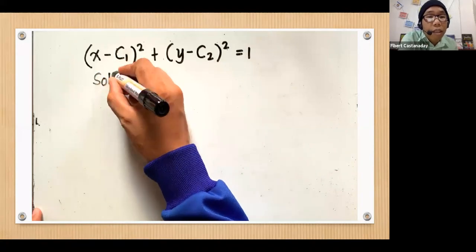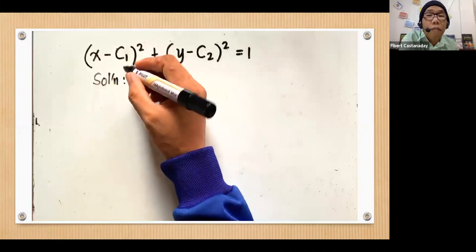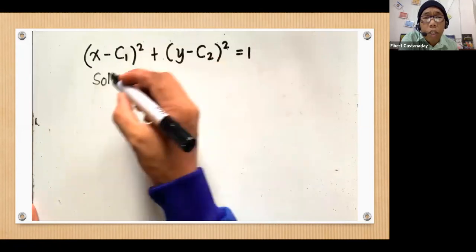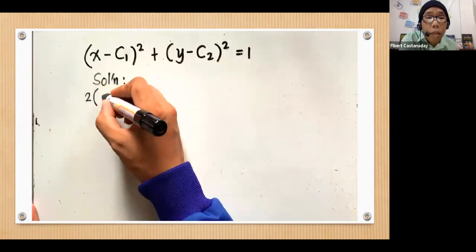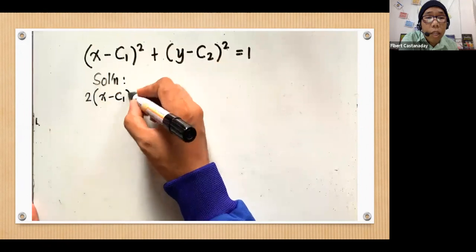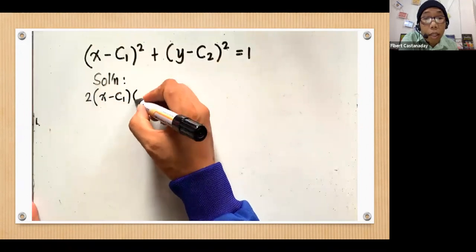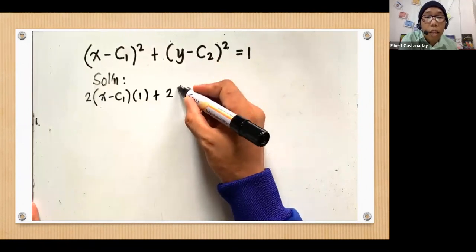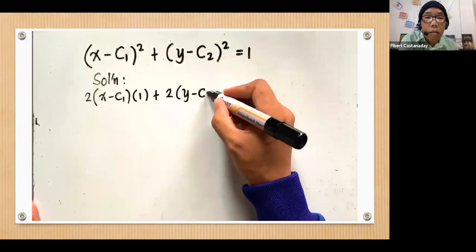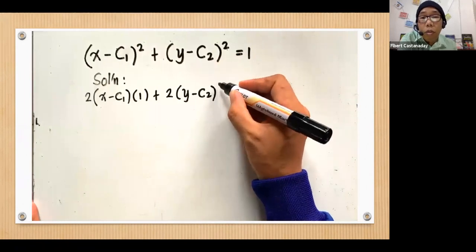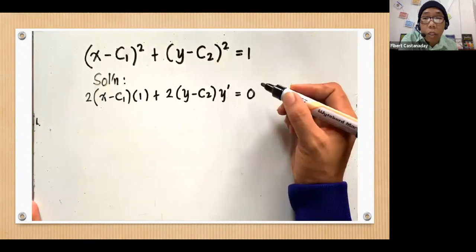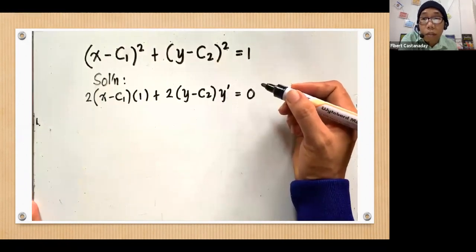Okay, let's proceed, Sir Phil. We have to differentiate this one 2 times. Chain rule: we have the exponent 2 times x minus c sub 1, and differentiate x minus c sub 1, and that is 1. Plus, second term, you have 2 times y minus c sub 2 raised to 1, multiplied by the derivative of y minus c sub 2, and that is y prime, equal to the derivative of 1, which is 0.